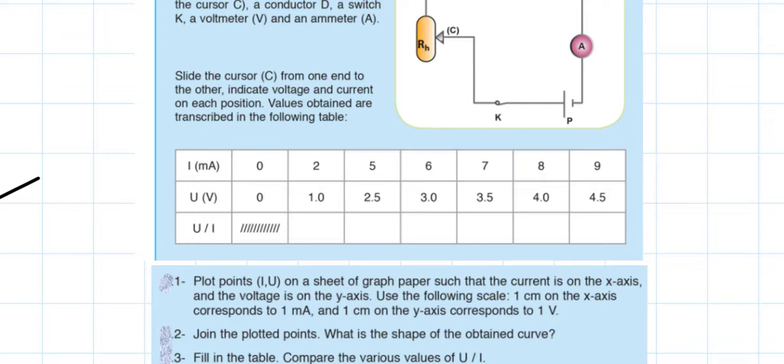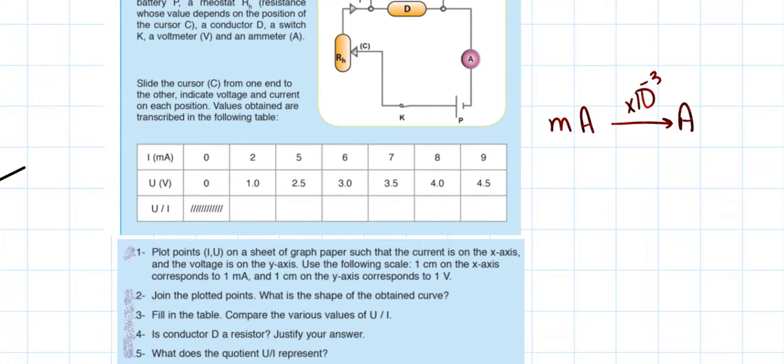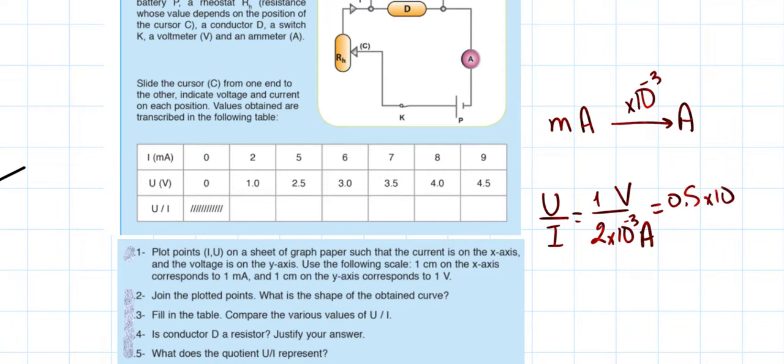To change milliamps into amps, we can simply multiply by 10 to the power minus 3. So the value, let's try to fill the first part, U over I will be equal to 1 over 2 times 10 to the power minus 3 to change the current into amps, and then we can get this value, which is 0.5 times 10 to the power 3, which is 500 volt per ampere.